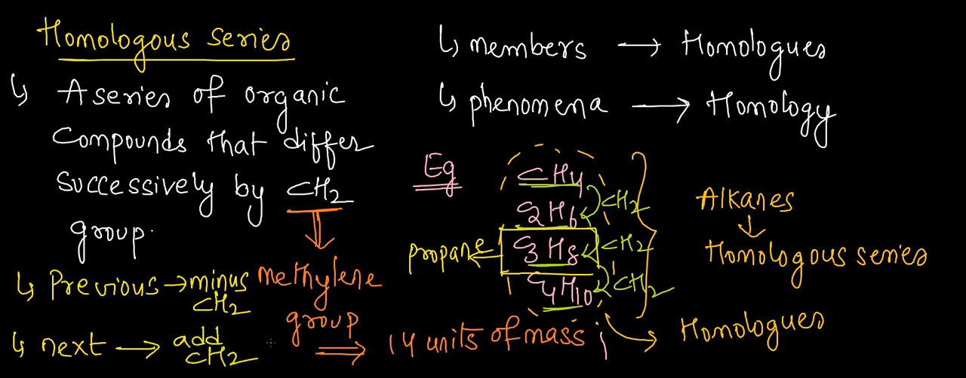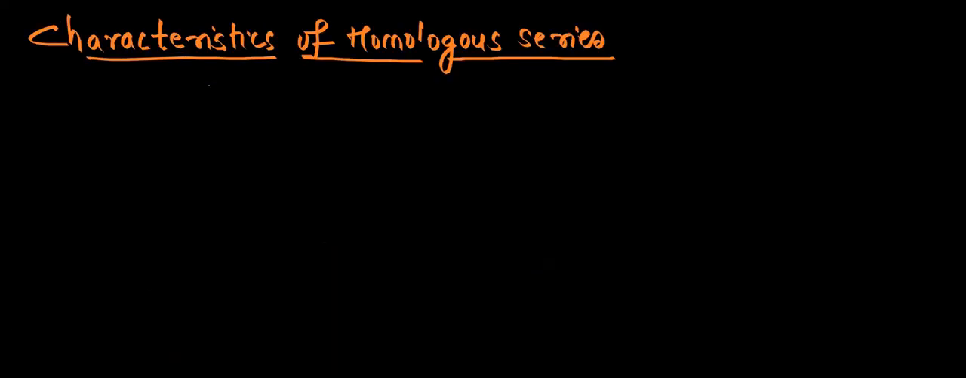So check here: if you do minus CH2 from propane, you will get ethane. If you add CH2, you will get butane. So if you want to find the next member in the series, add CH2. If you want to find the previous member in the series, subtract CH2. Okay. So this is all about homologous series. Now we'll see some characteristics of it. What are the characteristics of homologous series?